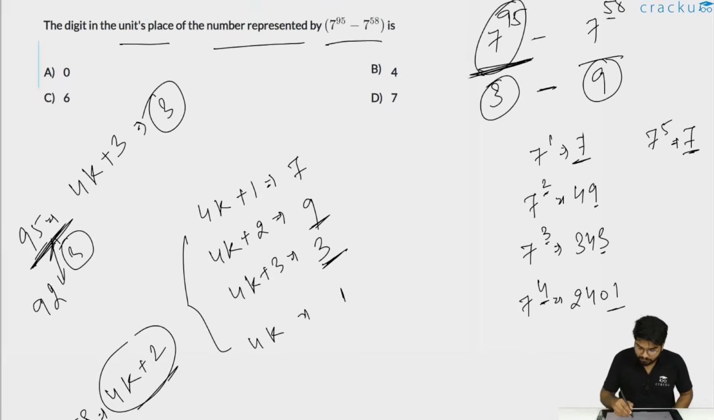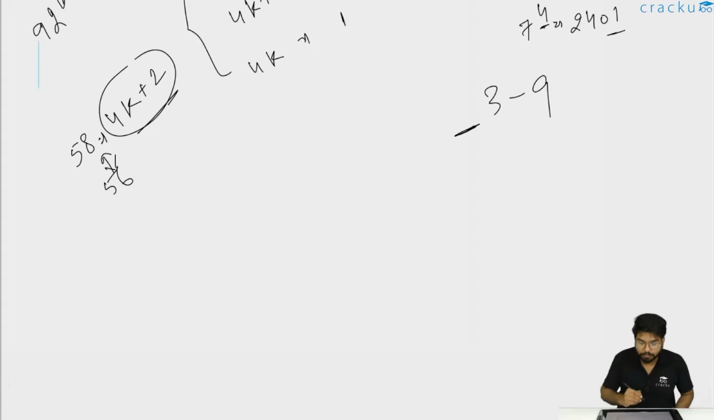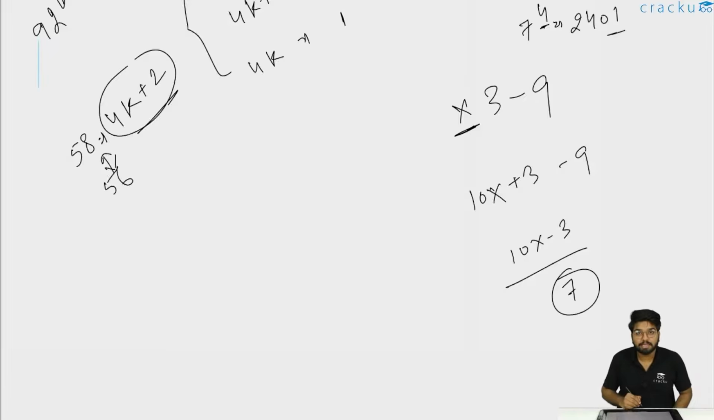Again, if we have 3 minus 9, again there will be some number because 3 is not divisible. So whenever we take any number, what will be the difference? We have the difference of 4. Let's say this is any number of the form x. So we have 10x plus 3 minus 9. This will result in 10x minus 3, and whenever we have 10x minus 3, the last digit will be 7.